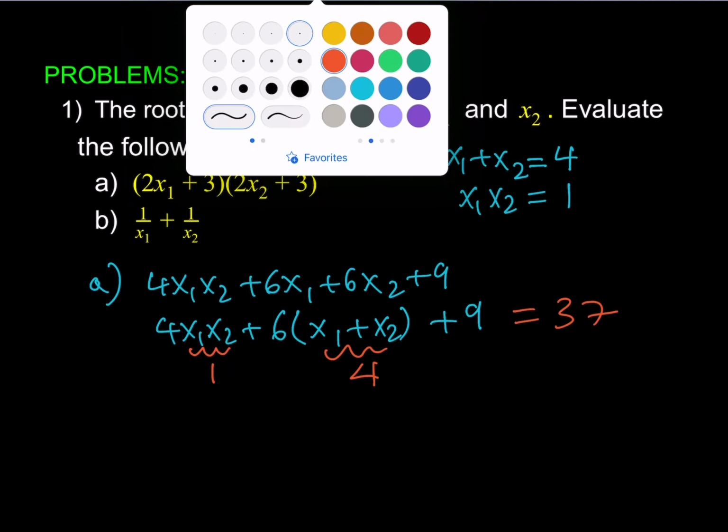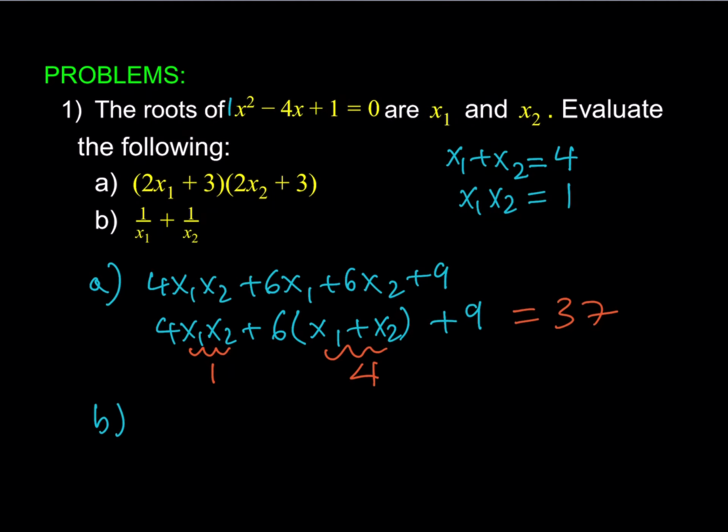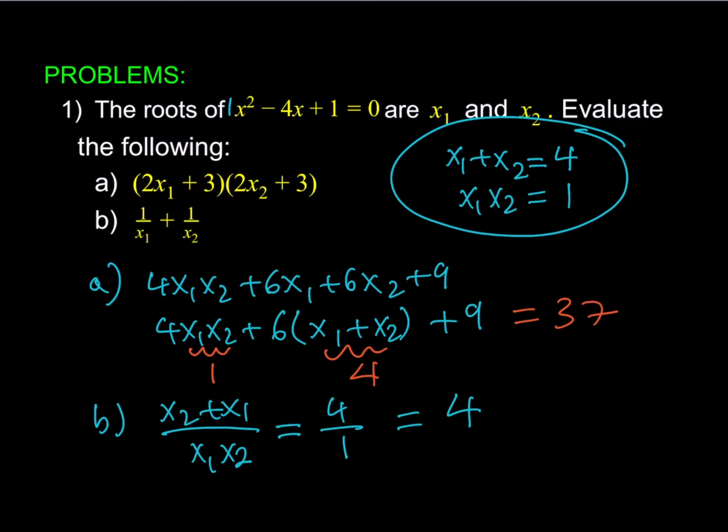So let's go ahead and take a look at part B here. For part B, what I'd like to do is make a common denominator. That's going to give me x2 plus x1 divided by x1 times x2. Obviously, we know that the sum is equal to 4 and the product is equal to 1. So this is going to equal 4. So basically, by knowing the basics like sum and product, I can evaluate different kinds of expressions.